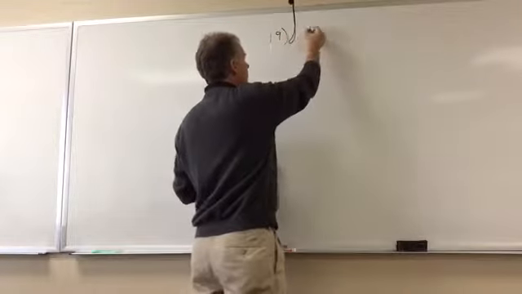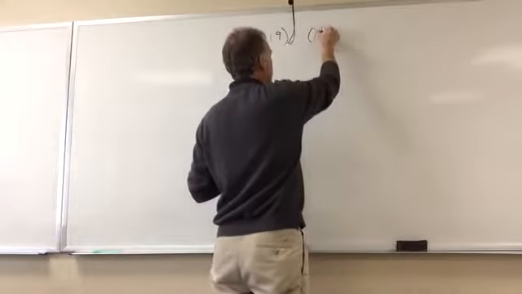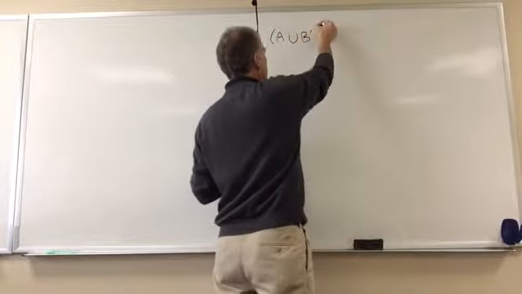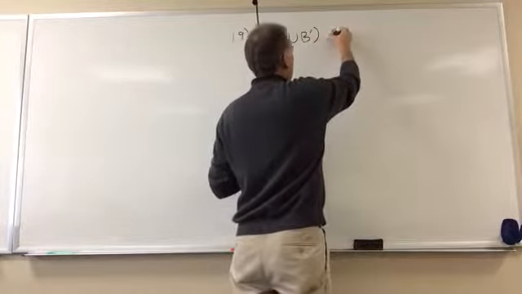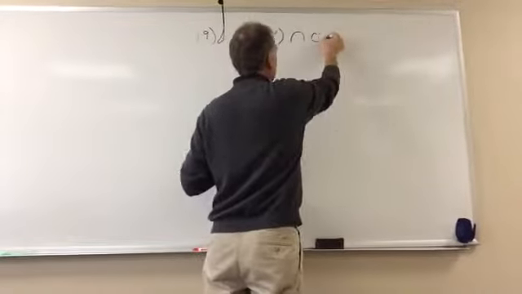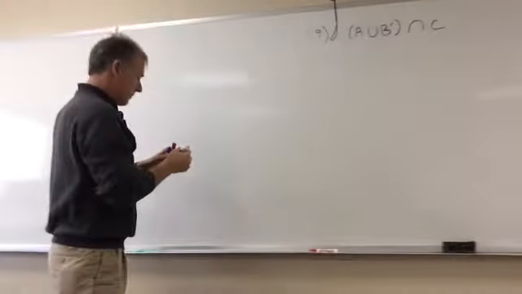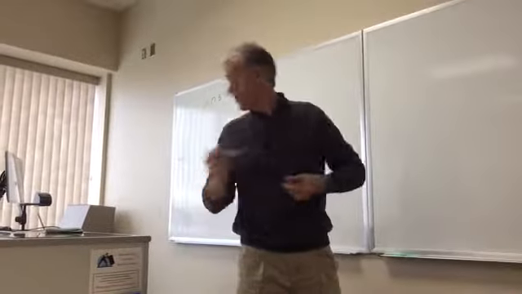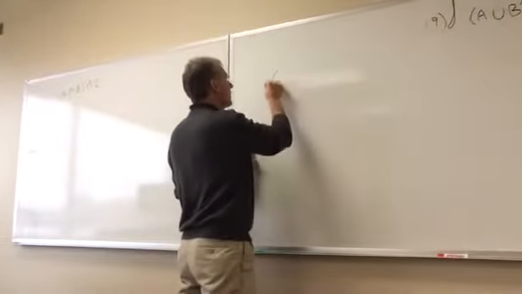And what's that one say? That's parentheses A, union B prime, in parentheses, and then intersects with C. Like that. Okay.